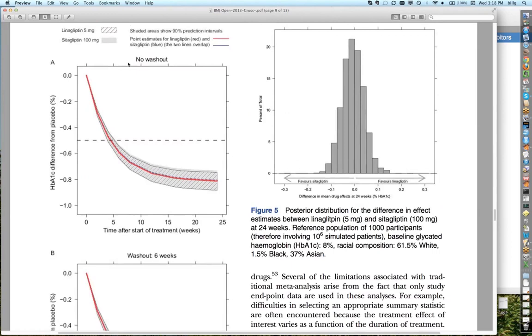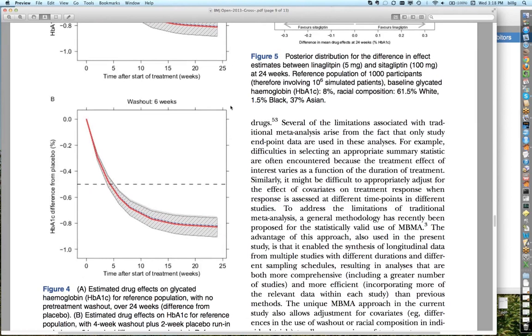This is where, for patients, there's no washout. The other curve is for patients where there was a 6-week washout from prior treatment, just to show that that didn't really make any substantive difference in the comparative efficacy for the two compounds.